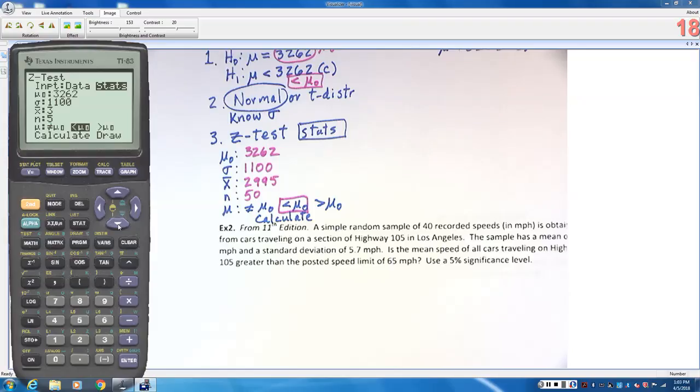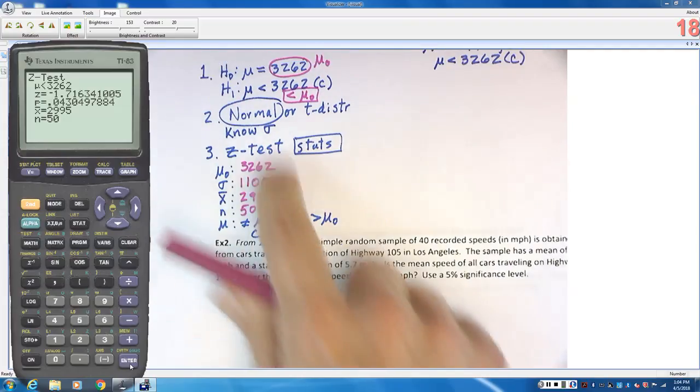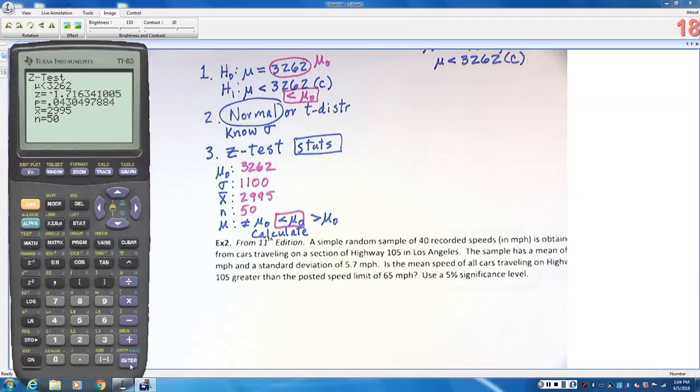It looks like somebody's already typed in this for me. Isn't that nice? 2995. N is 50. Less than mu 0 and calculate. So if you choose calculate, it will tell you what test did you just run. It will let you check that H1 was correct, and it is, mu less than 3262. Of course, the calculator doesn't say that's the claim, but. And then here's the z-test statistic.